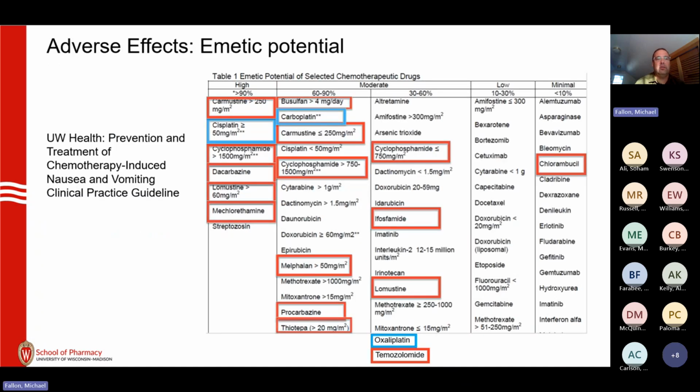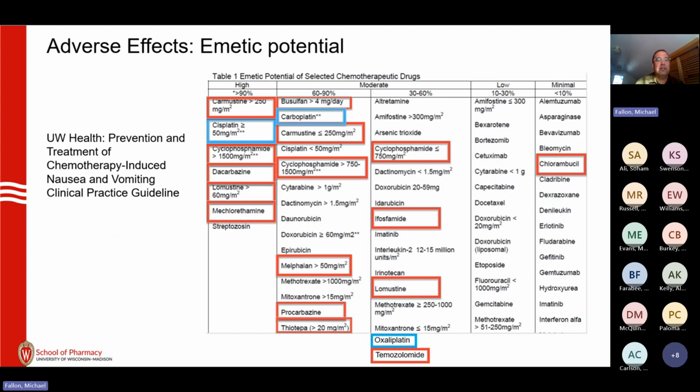All right, so we'll pivot to chemotherapy-induced nausea and vomiting. And here's another table that highlights again how much these agents make up the higher adverse effect profile of these drugs. And so it's the same thing.